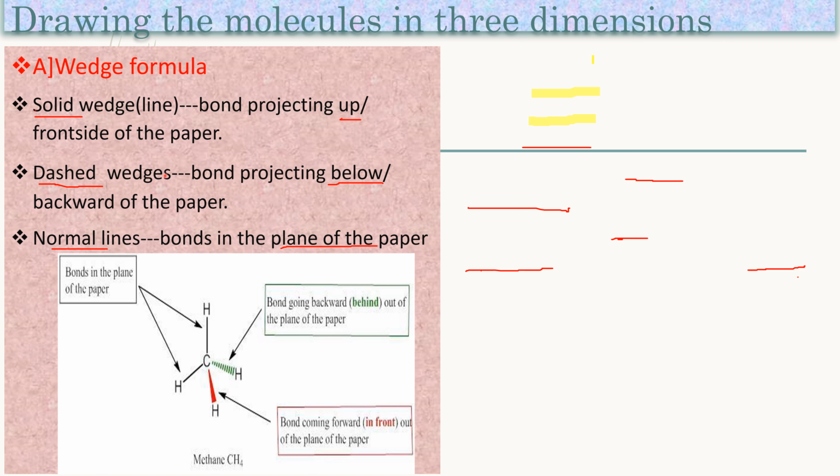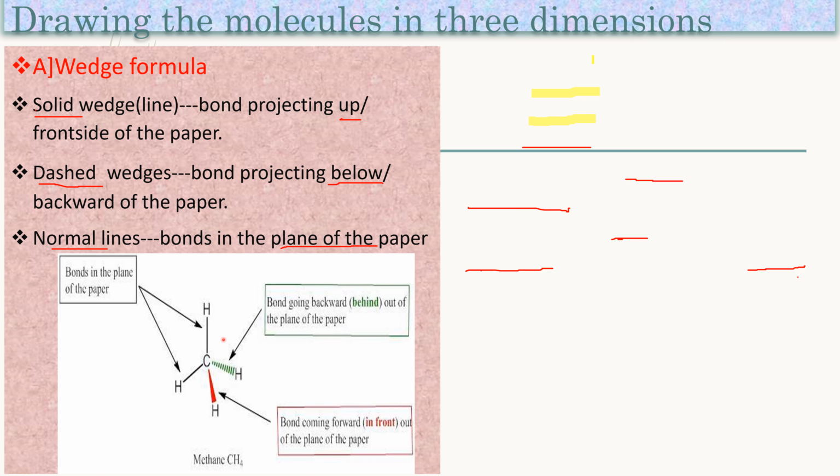Then the bonds which are shown by dashed lines, that is dashed wedges, are the bonds projecting below the plane of the paper or backward of the paper. Look in the diagram, this dashed line or dashed wedge shows the bonds which are going backward or behind the plane of the paper, or below the plane of the paper, when the carbon atom is considered in the plane of the paper.